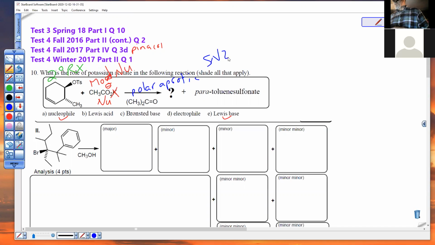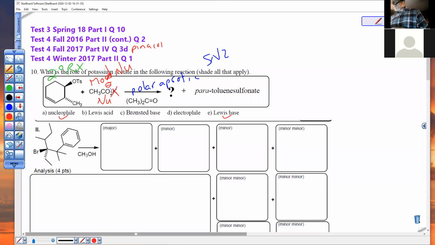And without doing too much more work, your mechanism just does a backside attack on a tosylate ester, which is an excellent leaving group, which leaves. Backside attack. O gets the electrons. And so I just think it's A and E. No Bronsted behavior here.